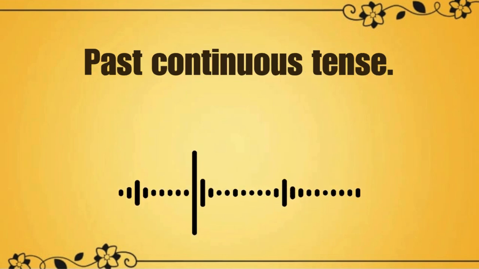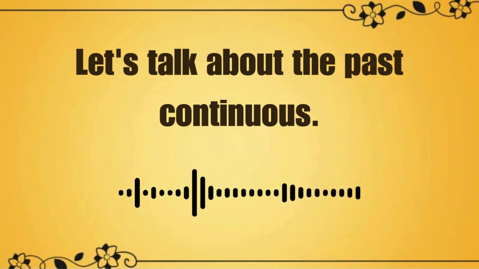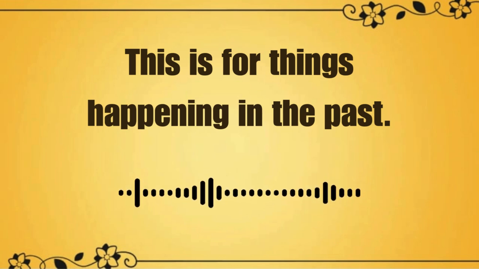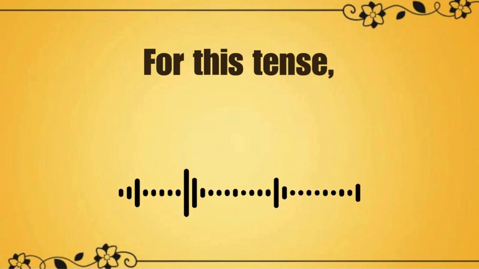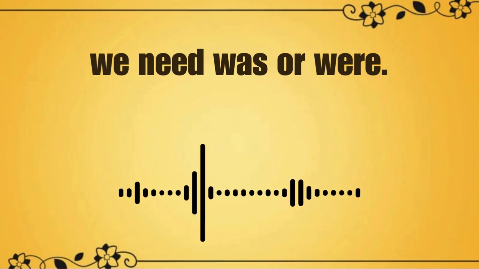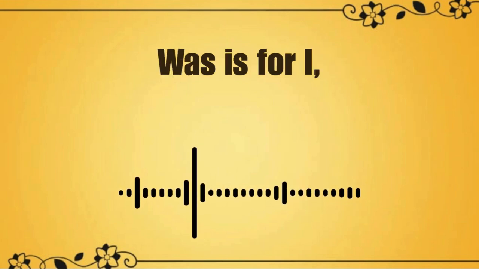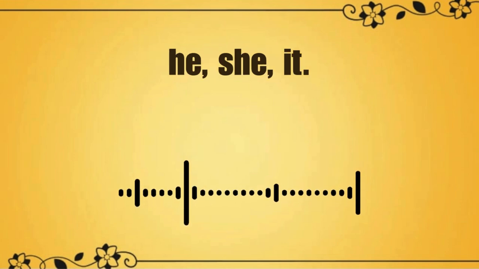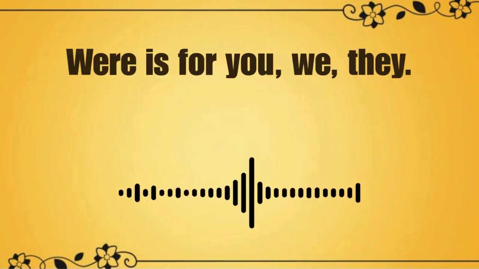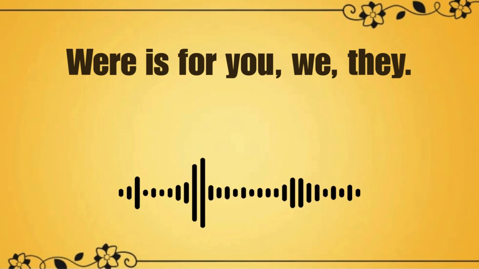Past continuous tense. Let's talk about the past continuous. This is for things happening in the past. For this tense, we need was or were. Was is for I, he, she, it. Were is for you, we, they.